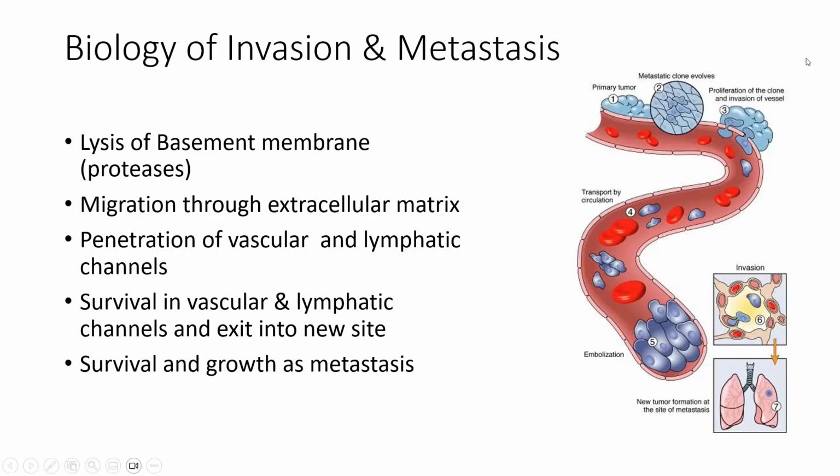So you have the primary tumor. They're going to invade the blood vessel, and then they're going to be transported, and they survive inside of that blood vessel. And once they get to a new location, they're going to leave the blood vessel and be able to form a new tumor in that new location.